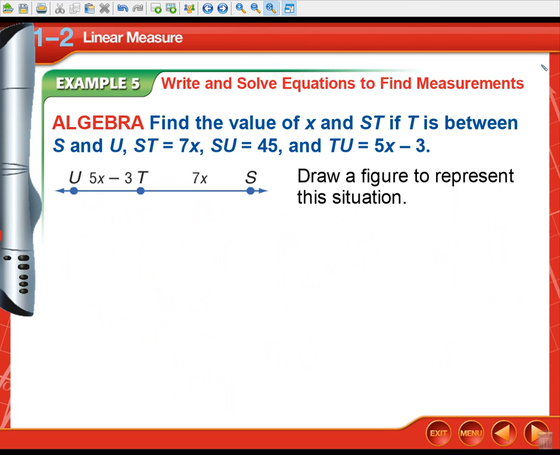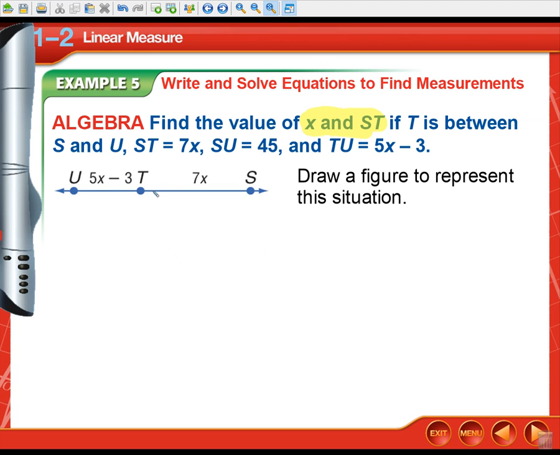All right, last one here. Find the value of x and ST if T is between S and U, ST is equal to 7x, SU is equal to 45, and TU is equal to 5x minus 3. So they've already drawn the picture for you there, but I want to highlight something that I noticed. They said find the value of x and ST. So we're going to have to make sure we pay attention to that.